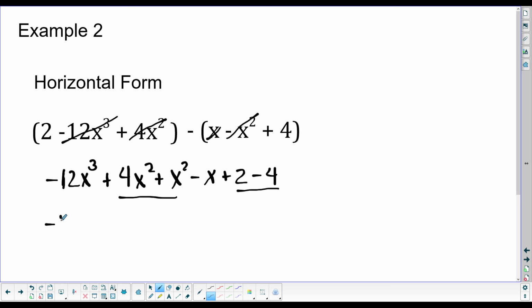And so I have -12x cubed. 4 plus 1 gives me 5 of the x squareds. Subtract x. And then +2 minus 4 gives me -2. Okay, so I ended up with a cubic polynomial with 4 terms. That leading coefficient again is -12.